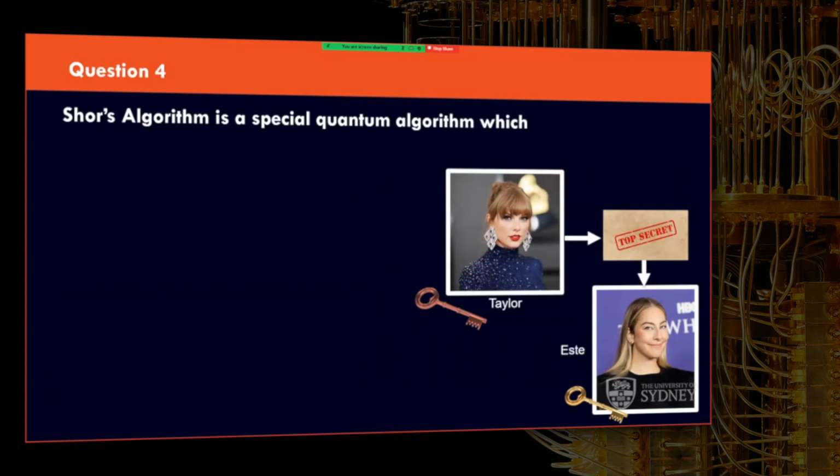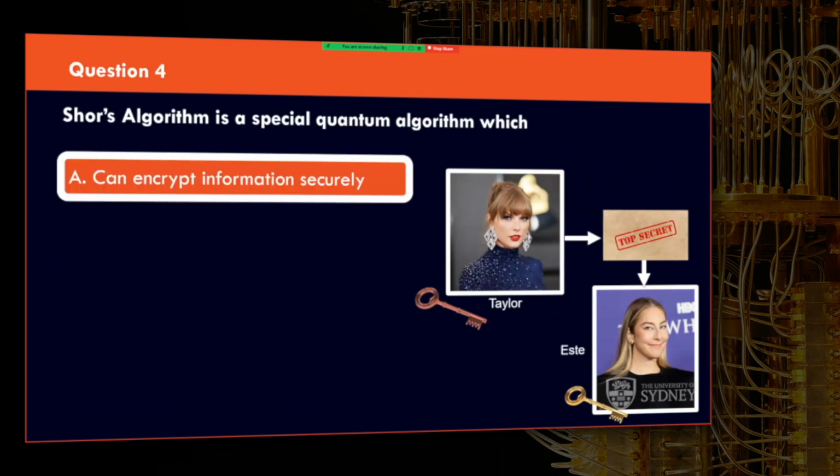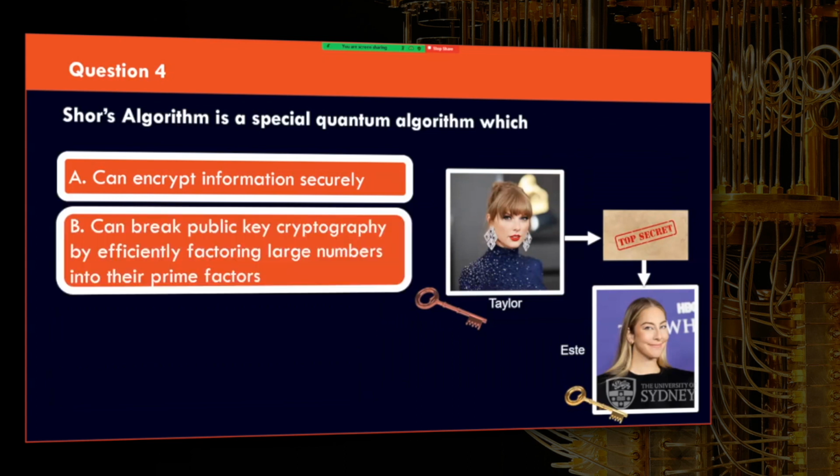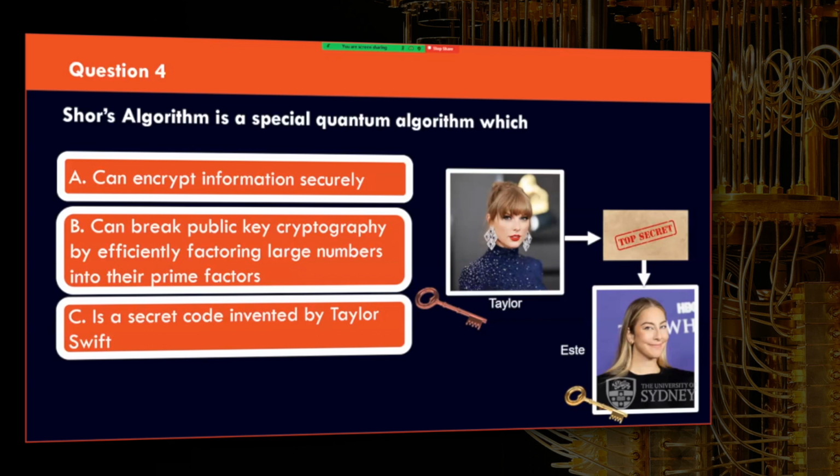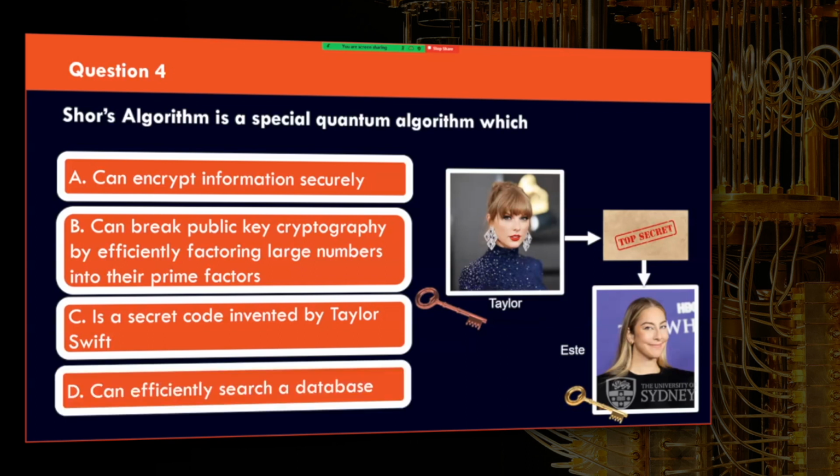All right, question 4. Shor's algorithm is a special quantum algorithm which A, can encrypt information securely. B, can break public key cryptography by efficiently factoring large numbers into their prime factors. C, is a secret code invented by Taylor Swift. Or D, can efficiently search a database.